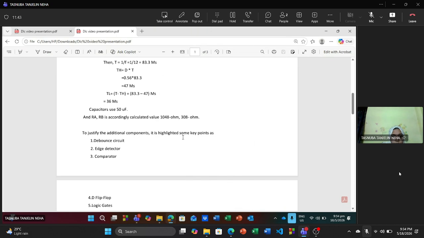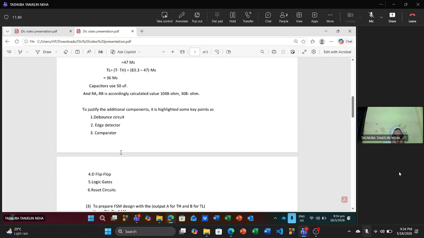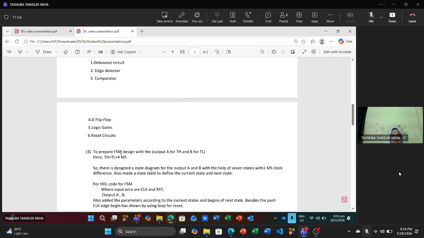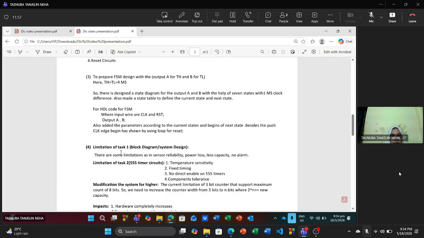It highlights some key points such as debounce circuits, edge detector, and comparator, D flip-flop, logic gates, and reset circuits. In question 3, we prepared the FSM design with the output A for TH and B for TL. Here TH and TL are equal to 4x. So we designed a state diagram for the outputs A and B with the help of 7 states with a 1 ms clock difference. Also, we made a state table to define the current state and next state.